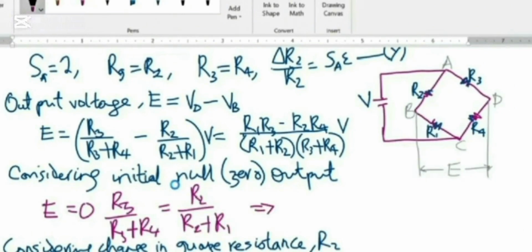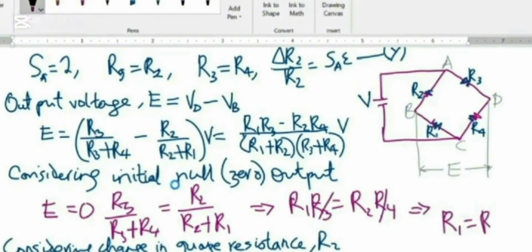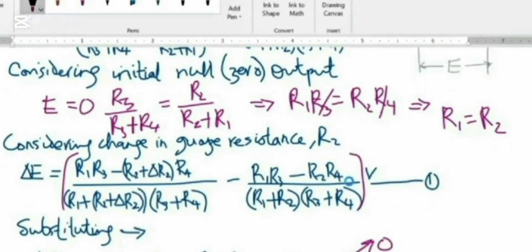And I'm sure in this case, when you resolve, it will give you R1 R3 is equal to R2 R4. Remember, we are given that R3 is equal to R4. So if R3 is equal to R4, it implies also that R1 is equal to what? R2. Already we are given that R3 is equal to R4. Remember, the strain gauge is placed at point 2. So it's the only one that is going to change. The others are not going to change.